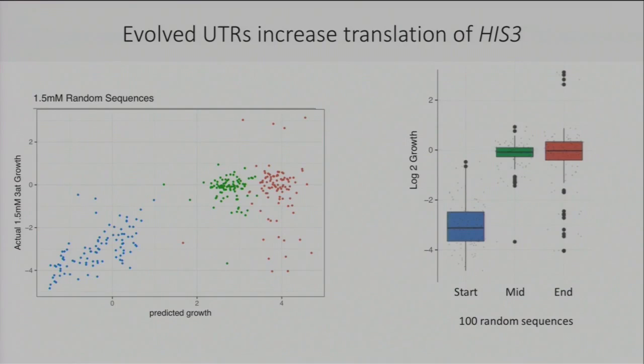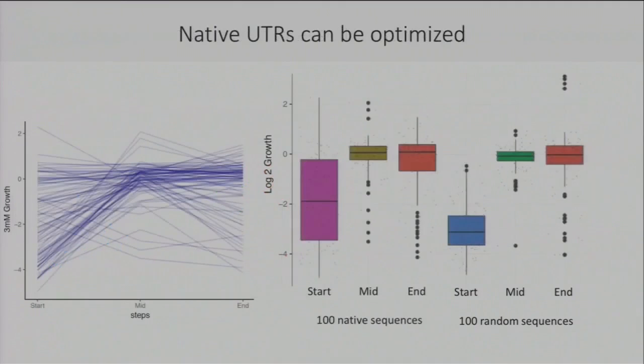But beyond the midpoint to the end point, we don't see a ton of additional growth. Possibly that is just because we might be overfitting our model a little bit, but we're pretty happy with this increase. So this is with the random set. And it did work with the native set, but probably not as well.